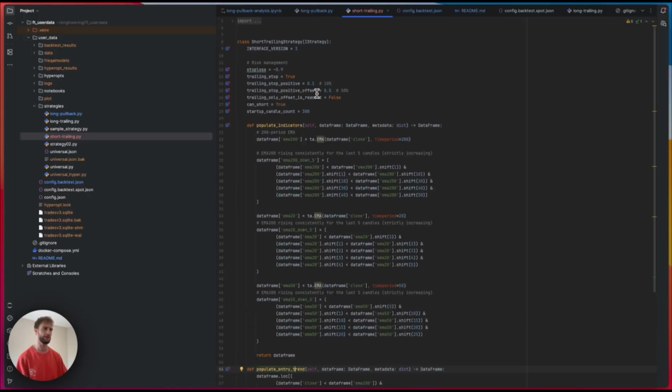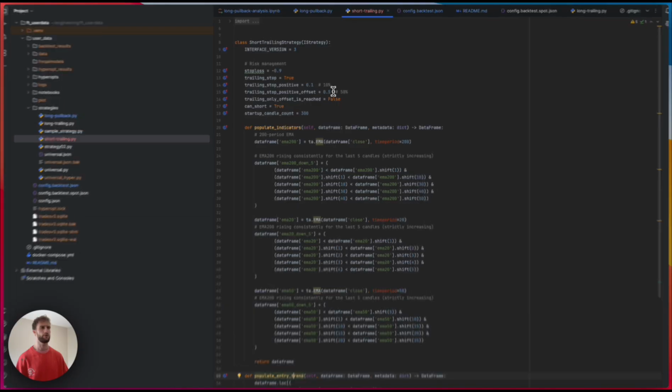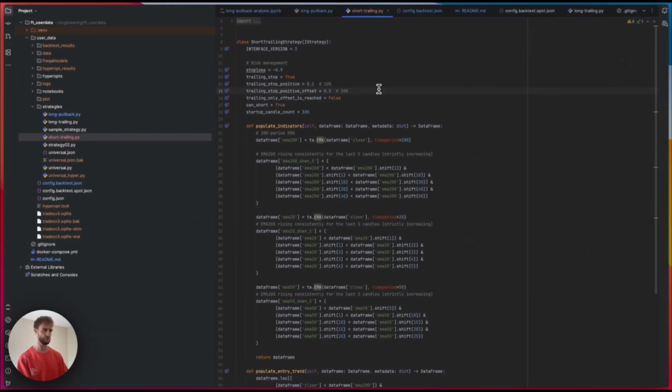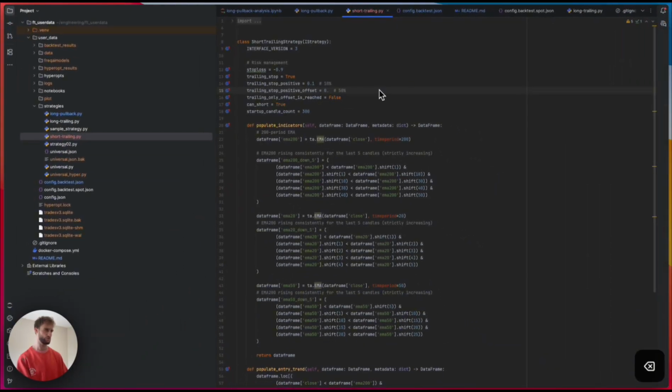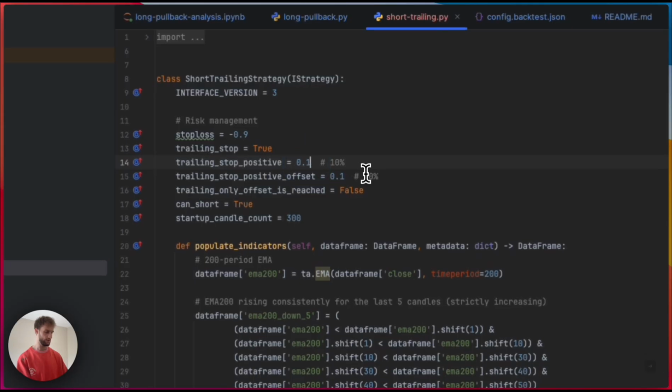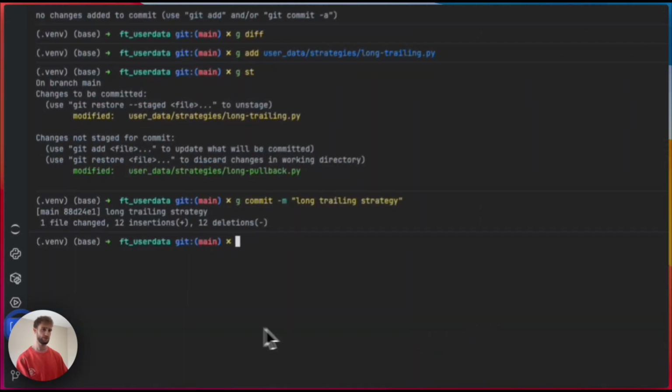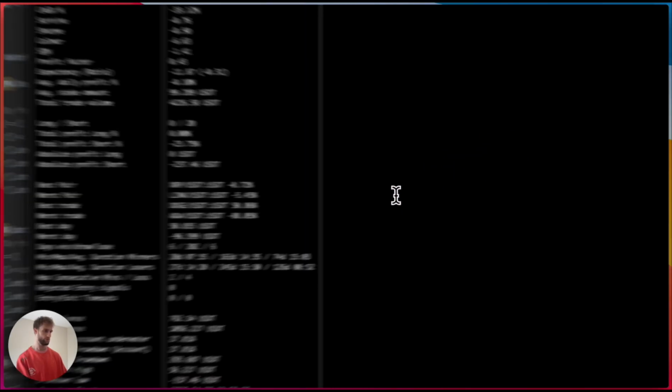We can play around with these parameters. So instead of 50%, let's do something like 10, 9 here. Maybe this one will help. Let's run another test.